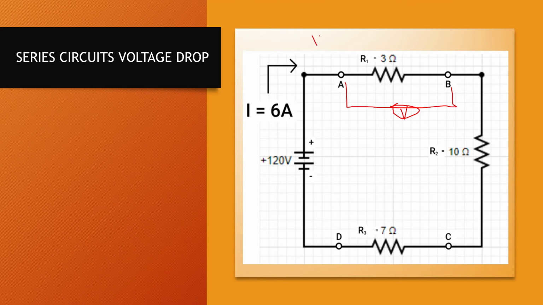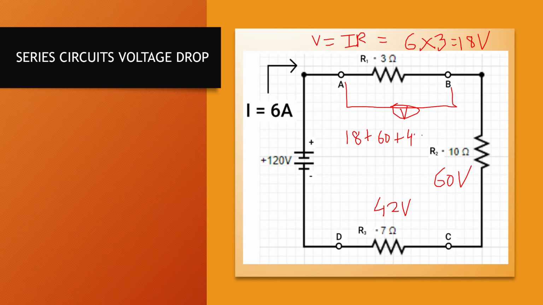Now we know from Ohm's law, it's actually equal to V equals IR. So 6 into 3 is equal to 18 volt. The voltage drop over here would be equal to 60 volt. The voltage drop over here would be equal to 42 volt. So if you add this, 18 plus 60 plus 42, the sum would be equal to the source voltage, and this will always be true. And this in essence is Kirchhoff's voltage law, which we'll see further, but I just wanted to illustrate what that point C meant.